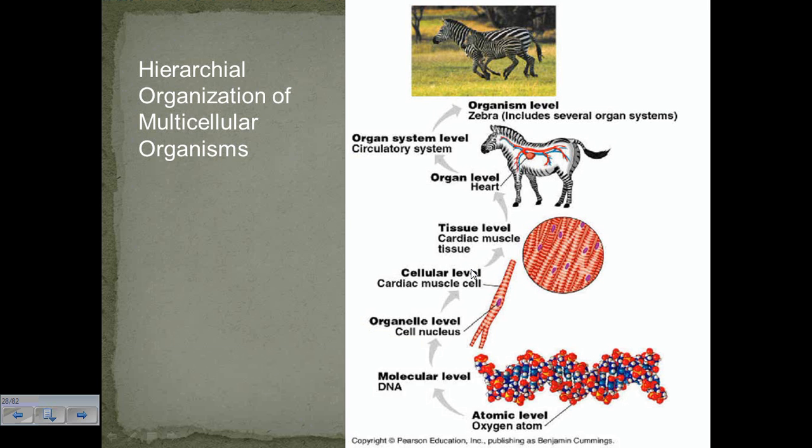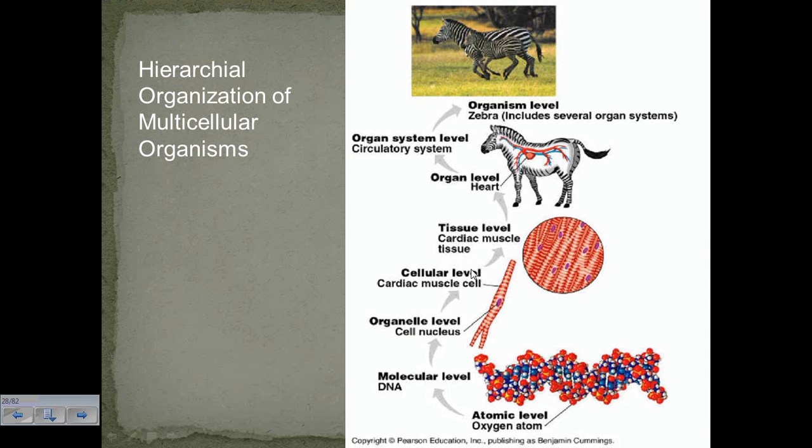Okay. Then in that heart itself, in that organ, do you think we're going to have other types of tissue too besides cardiac muscle? Yes. We're going to have some smooth muscle, which is going to line the ventricles and the atrium and stuff like that. So you're going to have other tissues with different jobs in that same organ.